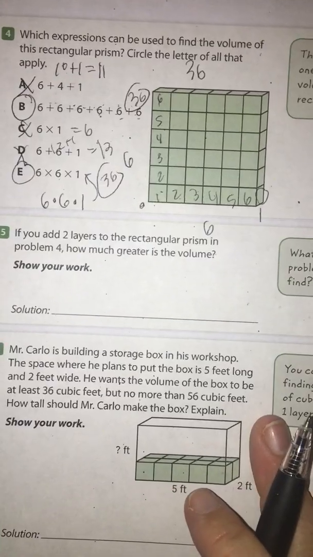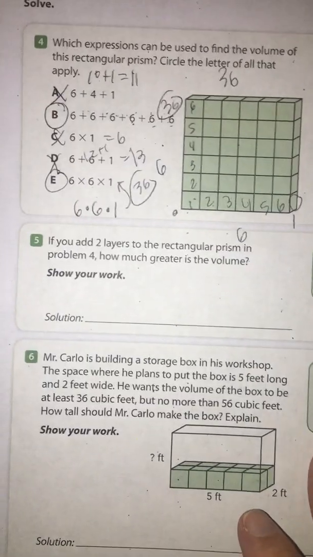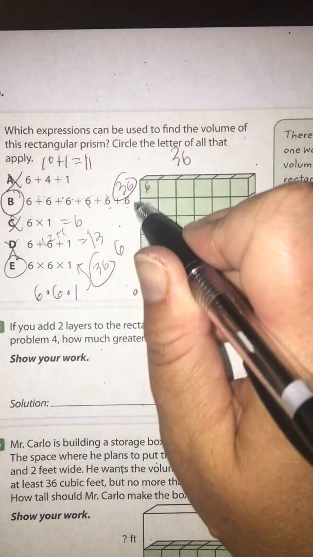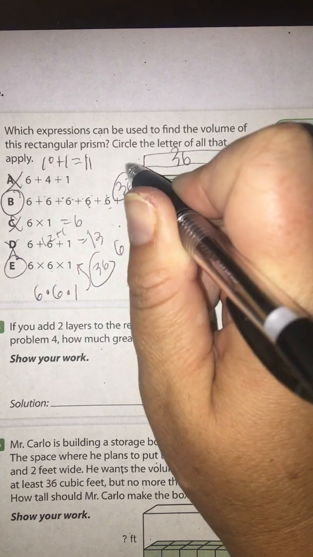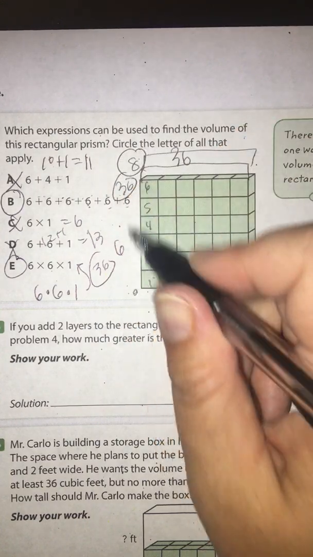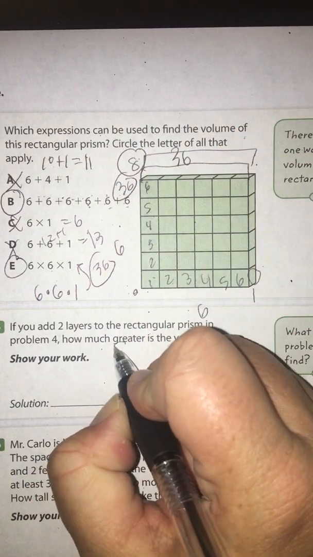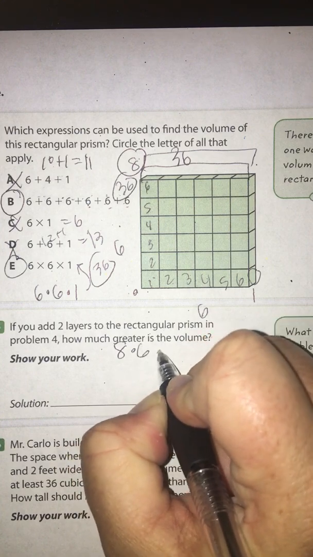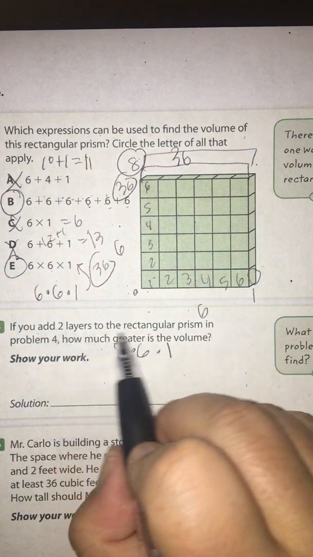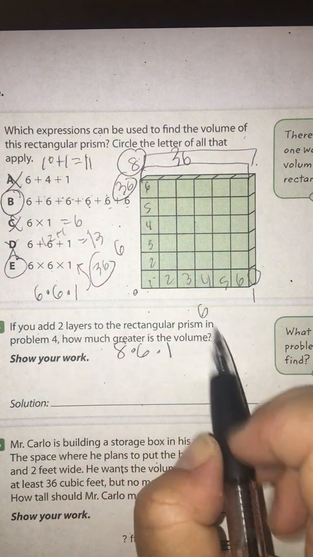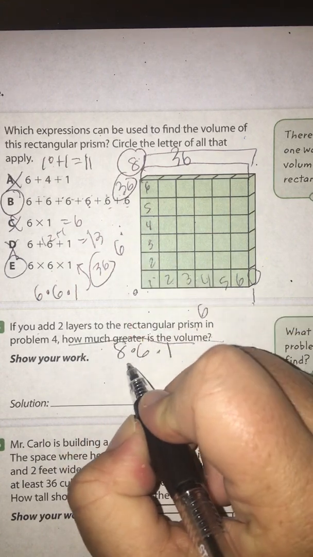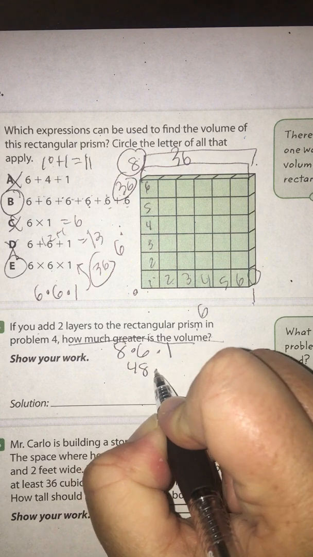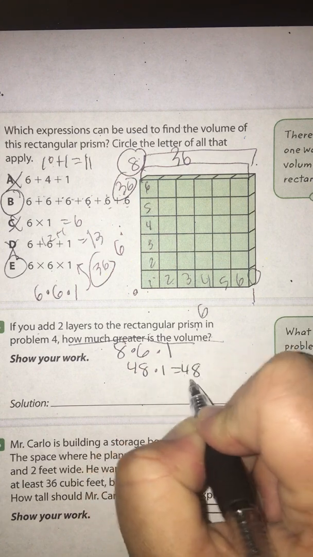Just B and E. If you add 2 layers to problem 4, okay, that means adding 1 here, 1 here, which would make this 8 now, because 6 plus 2 is 8. 8 times 6 times 1. How much greater is the volume? Okay, well first we have to do 8 times 6 times 1. 8 times 6 is 48 times 1 equals 48.